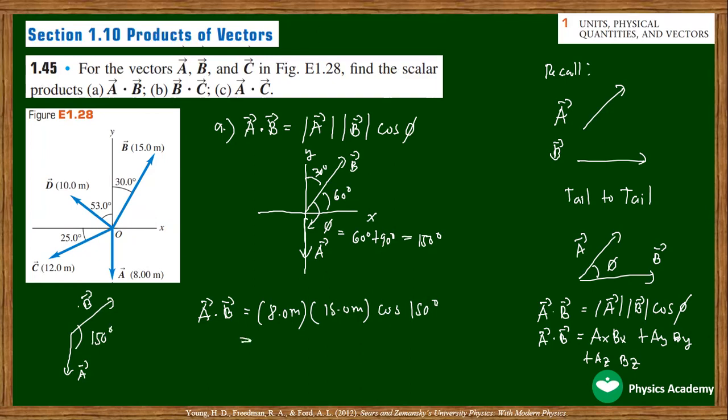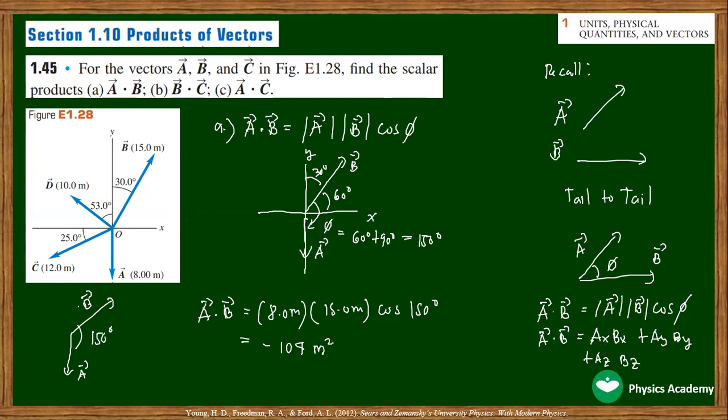We compute this using our calculator. We have 8 times 15 times cosine 150, which gives negative 104 meters squared, to three significant figures.